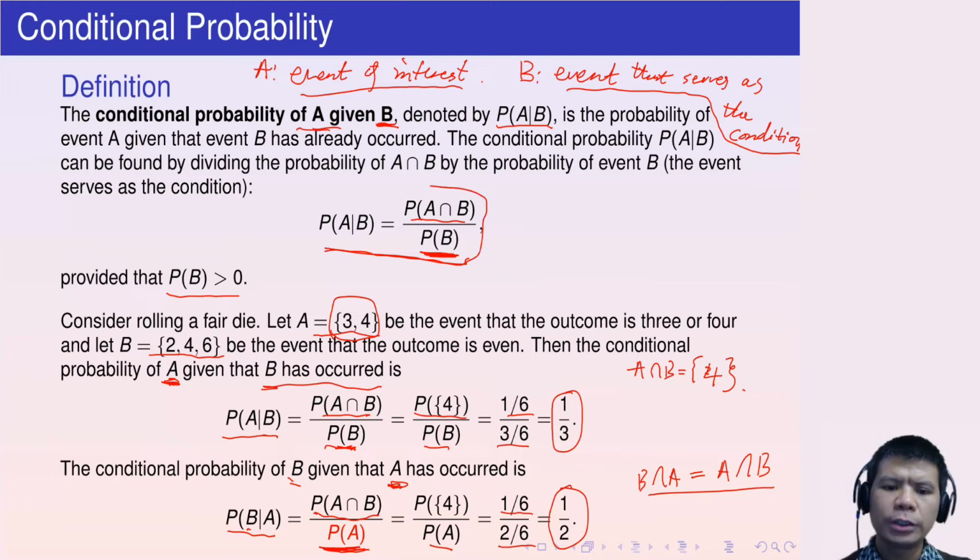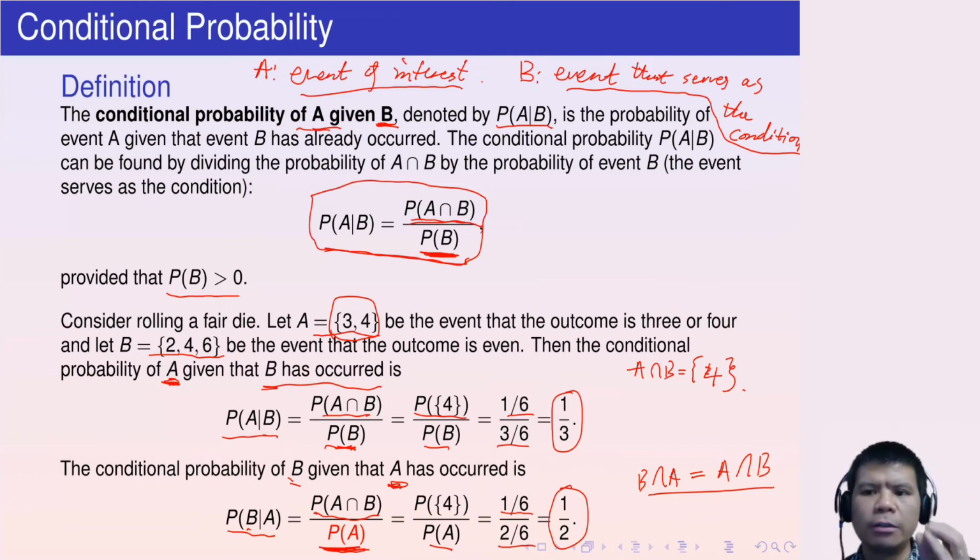So be careful. On the top is a fraction, the probability of the intersection of these two events, A and B. One is the event of interest, the other is the event that serves as the condition. Now in the denominator is the probability of B, which is the event that serves as the condition. So be careful on that.